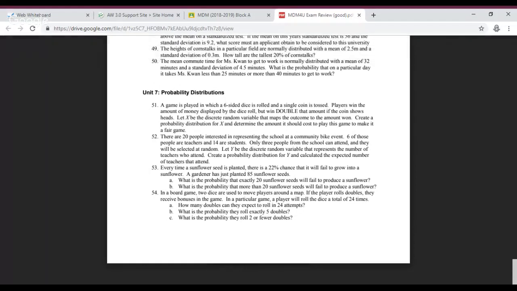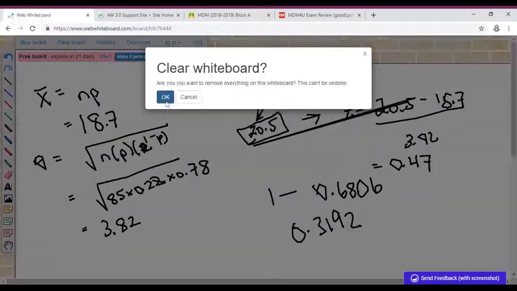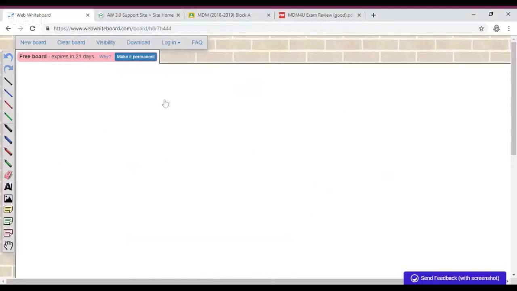A game is played in which a 6-sided dice is rolled and a single coin is tossed. Players win the amount of money displayed by the dice roll, but win double that amount if the coin shows heads. Let X be the discrete random variable, and then fair game. Okay, so 6-sided dice. If you get heads, you get double. So for sure, in any of these questions where you're doing a couple different things and winning money, plan ahead before you actually start creating your probability distribution.